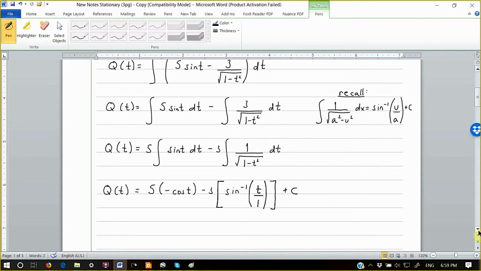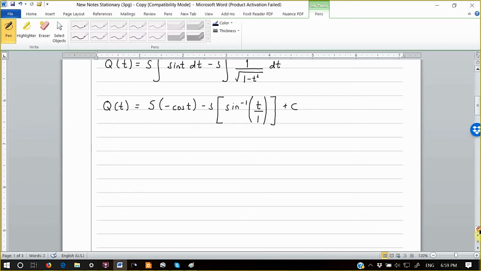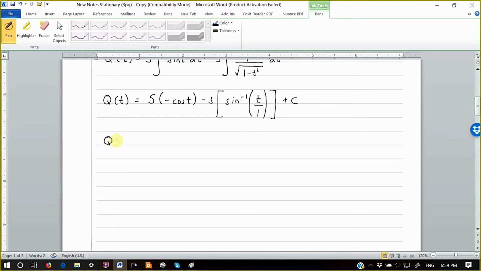Now, I've got a little housekeeping to do here. So this becomes minus 5 cosine t, and this becomes minus 3 inverse sine of just t plus c. Now we use the point that we were given as reference, which of course is (0, 7). 7 is what? It's my y value.